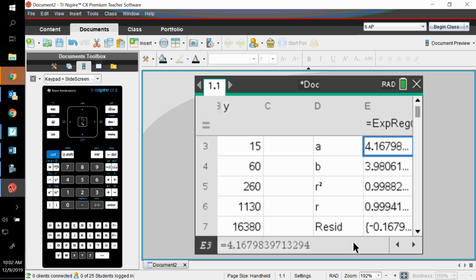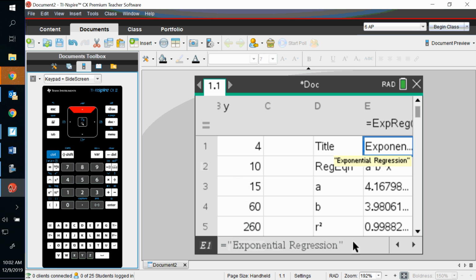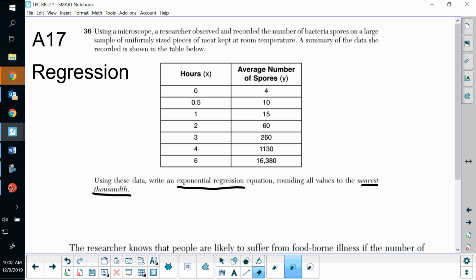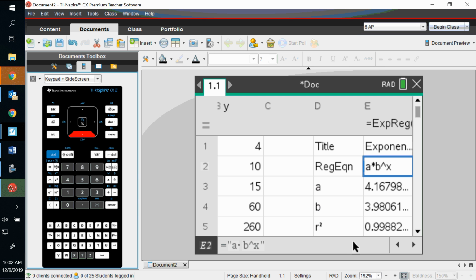And it gives us a bunch of stuff. Notice it tells us that it is in the form a times b raised to the x. Well, it's up to us to know that we have to put the y equal in that equation. So we're going to have y equals, we're going to have something times something, and it's going to be raised to the x. And we need to round to the nearest thousandth, which is 3 spots.